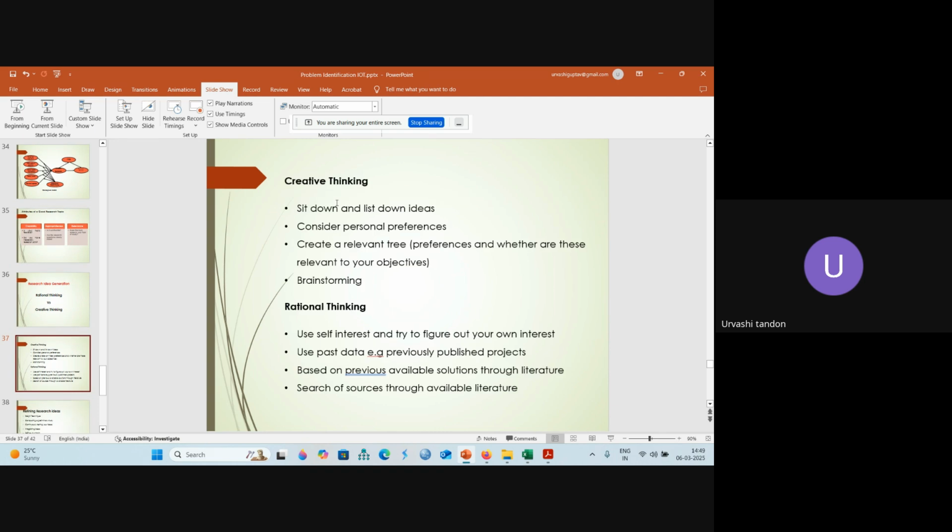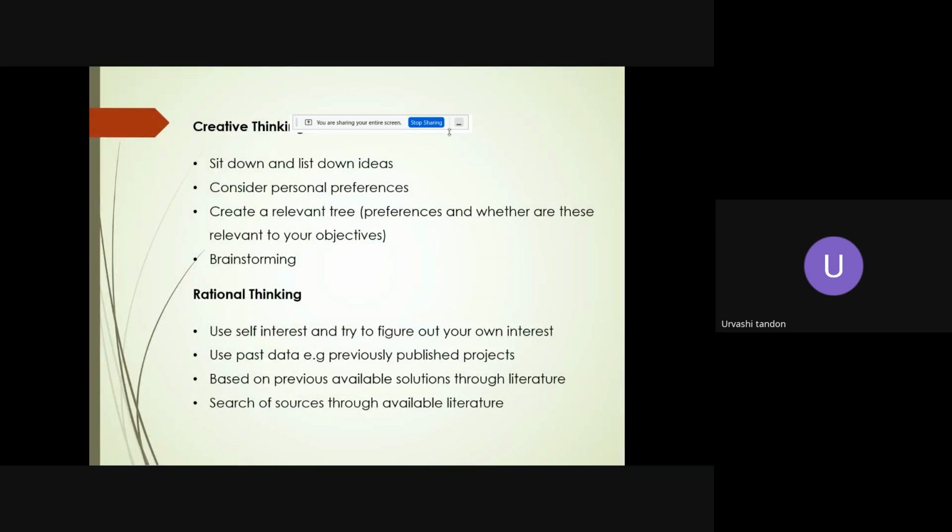Then a research idea generally comes with rational and creative thinking. Rational and creative thinking says, okay, fine, sit down calmly and list down all the ideas. This is very important. Then you think of your personal preferences related to your objectives. Fine, I want to do research on telehealth, but whether I do research on women, or shall I take geriatric or elder people, or shall I take some instrument and measure, or shall I take some mothers, or some people with postpartum depression?